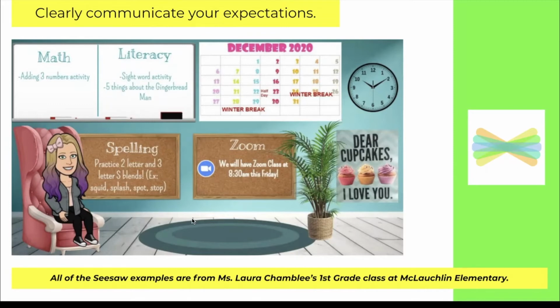So it's very easy for her students to see, like, Zooming at 8:30 today. It's very easy to see what we're doing in math and literacy or in spelling. I know we're practicing 2-letter and 3-letter S blends. So it's very clear to see what the goals are, what we're doing today, by this image that she's put in there. So think about how you can use images or the tools inside of SeeSaw to clearly communicate what you want your kids to do today.